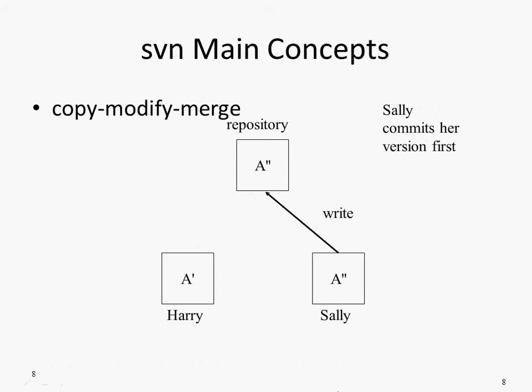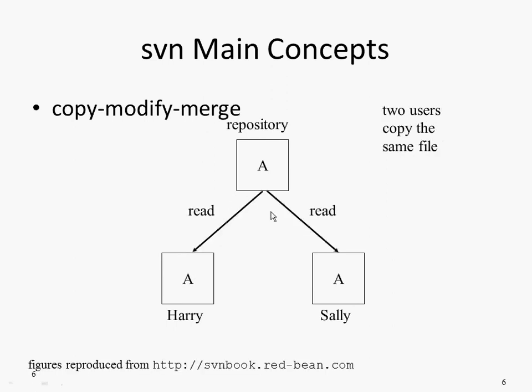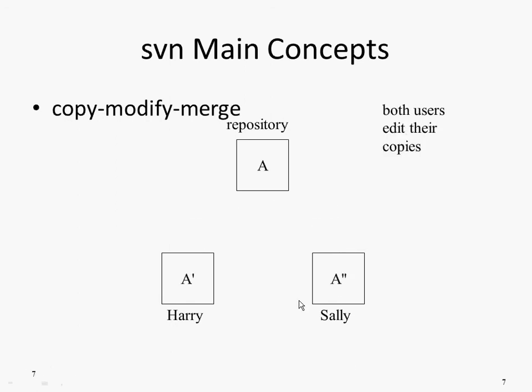The idea here is that Harry has been working on the version that he got before, and he's modified it from A over here to A prime. Sally modified hers from that A to A double prime. She's committed hers. And what Harry's going to be doing is an attempted commit, but he's going to be told you get an out of date error. It's not compatible.